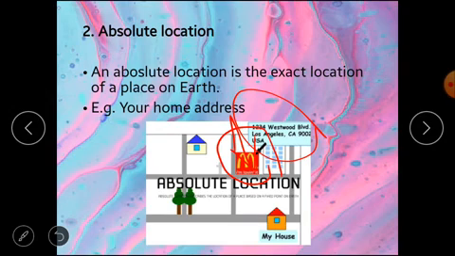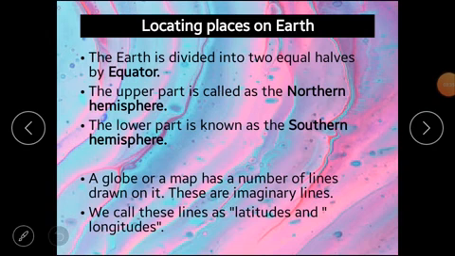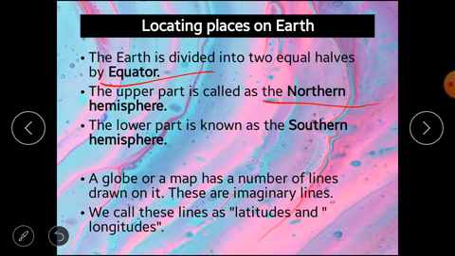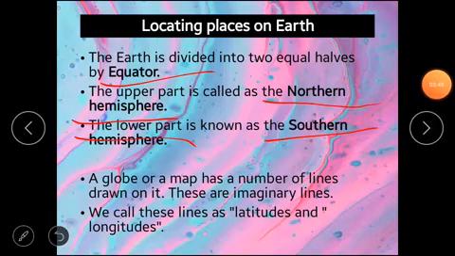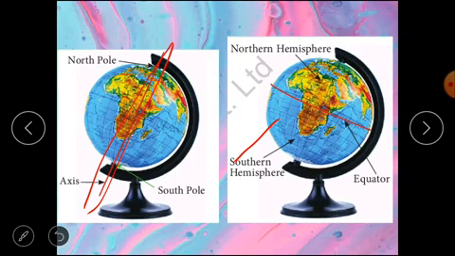Now we have already discussed that our earth is slightly tilted and it is divided into two equal halves by the equator, a line in the middle, and the upper part is called the northern hemisphere and the lower part is called the southern hemisphere, right? Like this is tilted, the southern hemisphere and the northern hemisphere, and this is the equator.